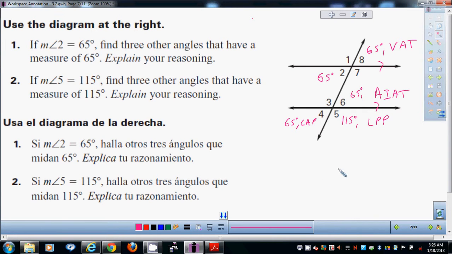Trip, what's another 115? There's only two angles that aren't labeled. It has to be one of those two. And how do you know? Boom! It is alternate interior with angle 3. 115. Sorry, that's kind of messy. 115 by the alternate interior angles theorem.